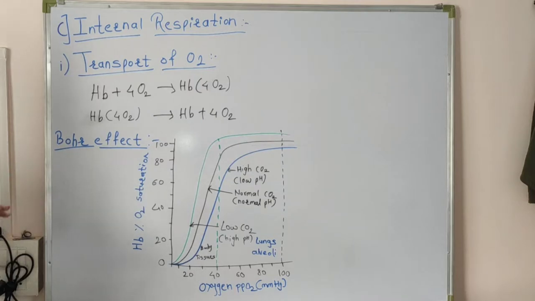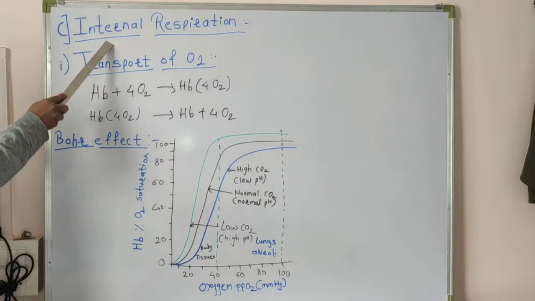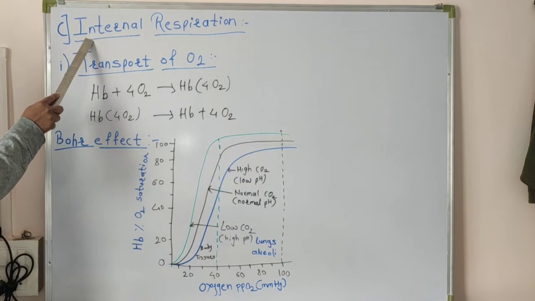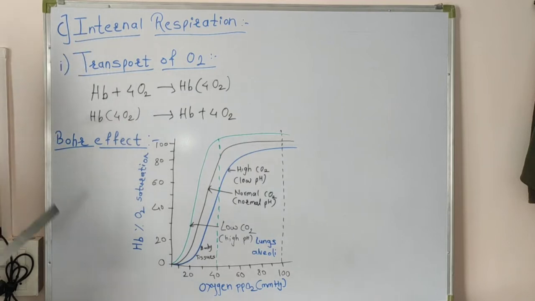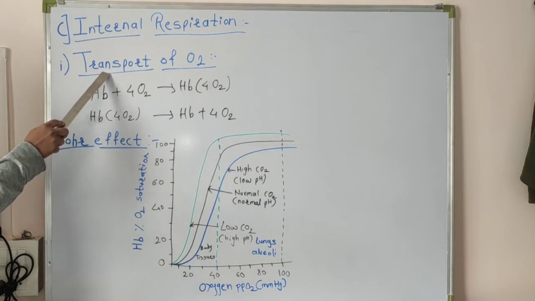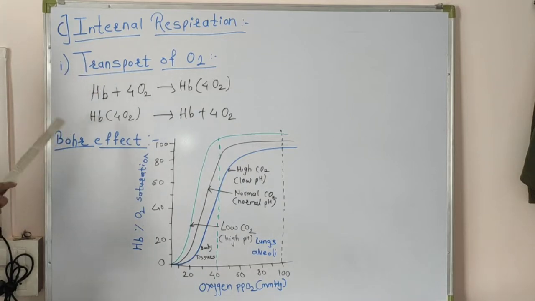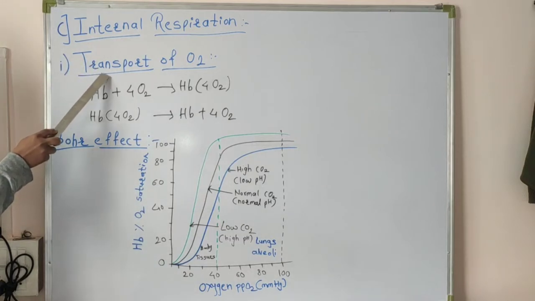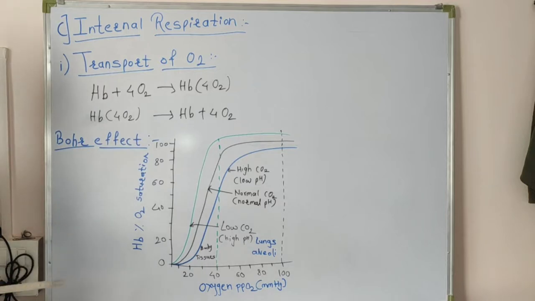Now, we will see internal respiration, and in this internal respiration there are two types of transport. First is the transport of O2, that means the transport of oxygen, and second type is the transport of carbon dioxide. First we will see transport of oxygen, and after that we will see the transport of carbon dioxide.